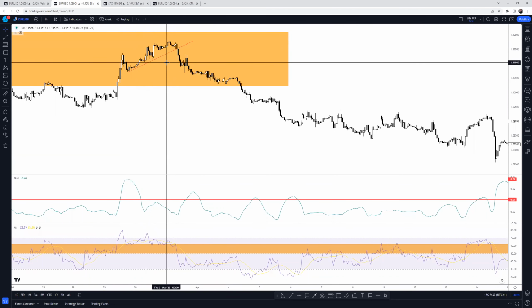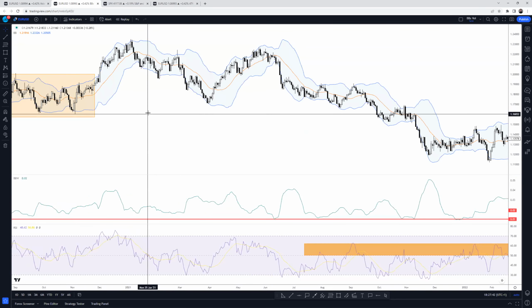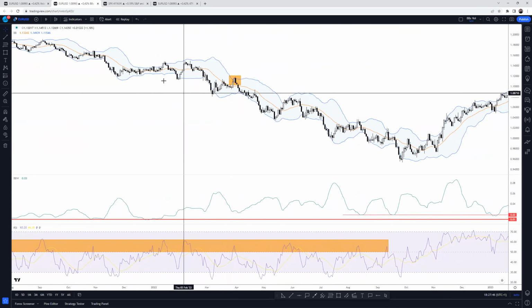So there's a number of things. Again, this will really be dependent on how you trade. So if we just go back to the daily time frame. Now, guys, if there are any questions regarding this, please do let me know, and I'll happily get to those shortly.